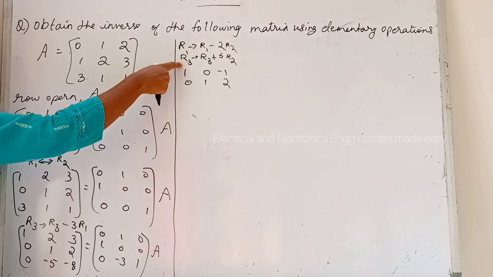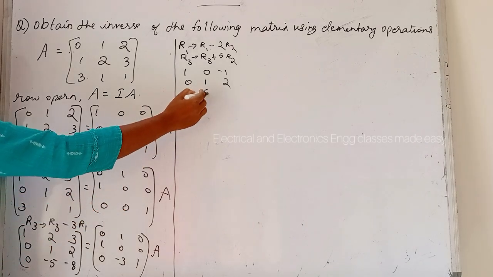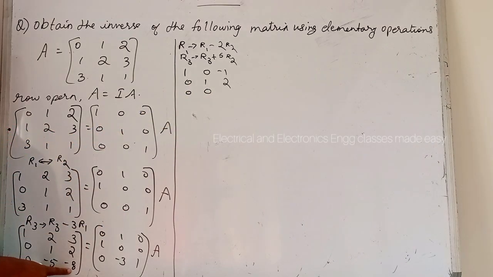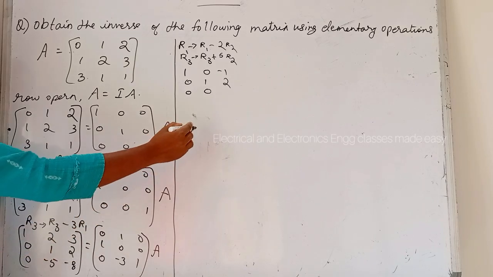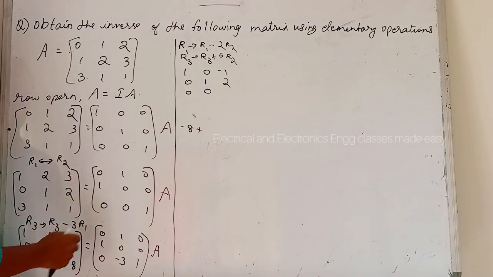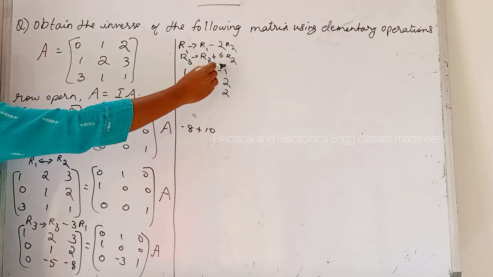Next is the change in the third row. Here we will get R3 plus 5 times R2. Both are 0, so 0. Then minus 5 plus 5 is 0. Then minus 8 plus 5 times 2, that is plus 10. So here we will get 2.